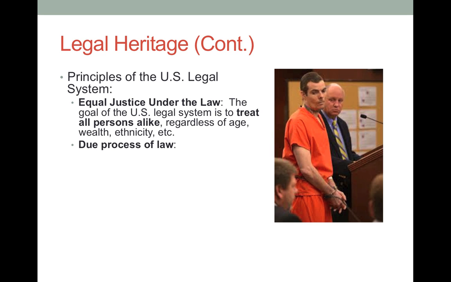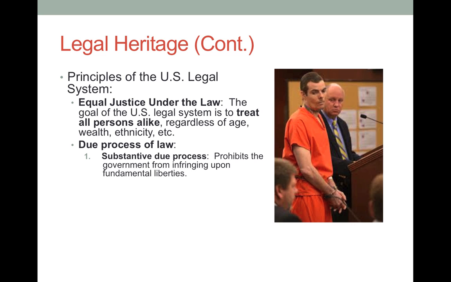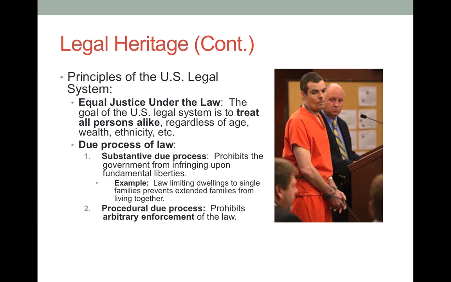And due process of law. One, substantive due process prohibits the government from infringing upon fundamental liberties. An example, a law limiting dwellings to single families prevents extended families from living together. Two, procedural due process prohibits arbitrary enforcement of the law.